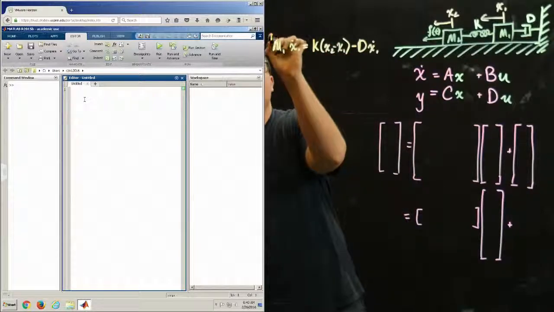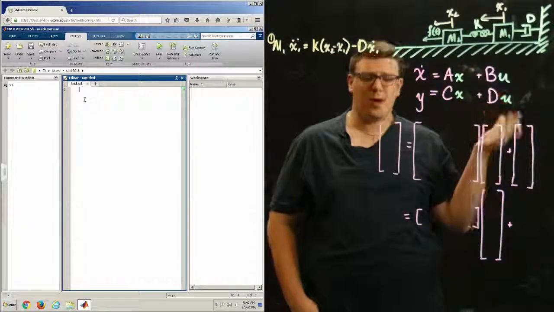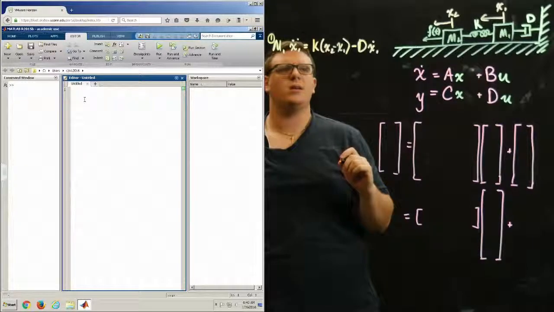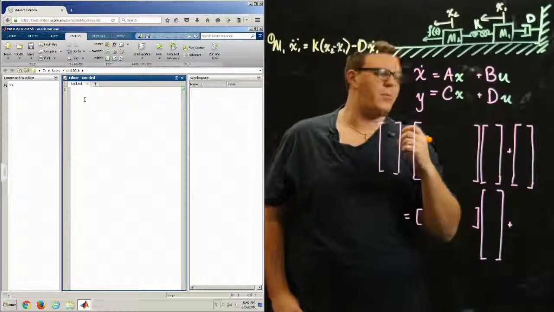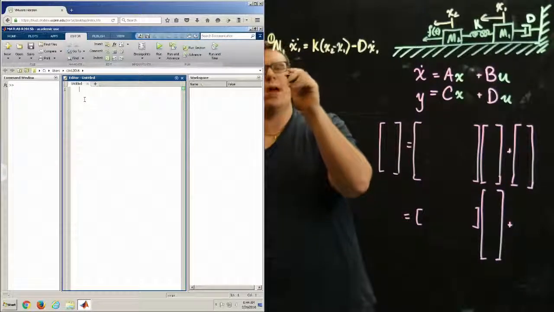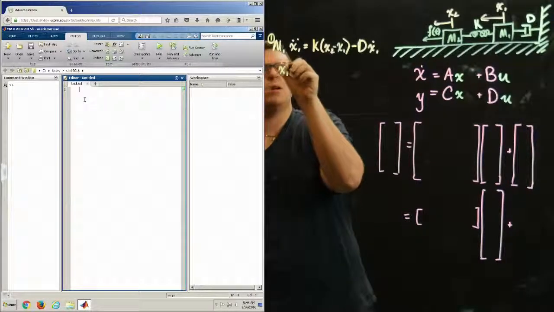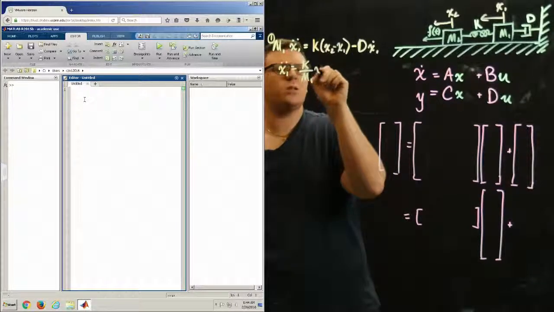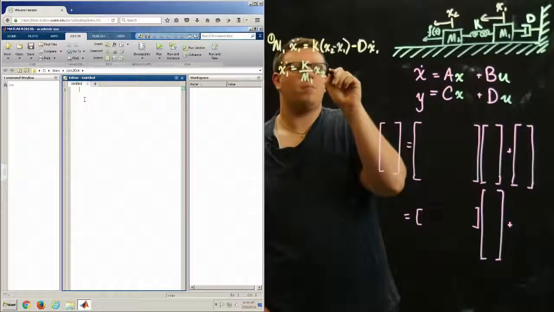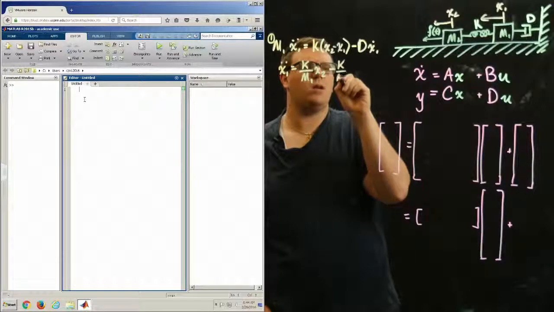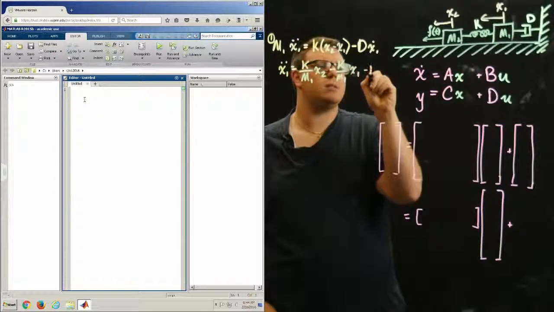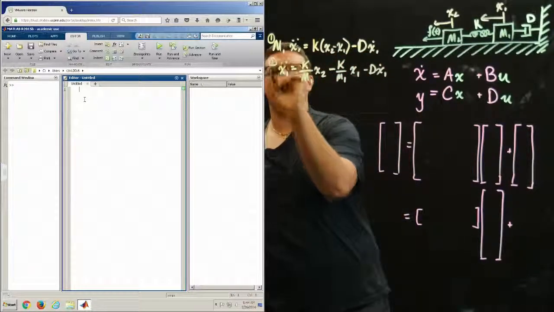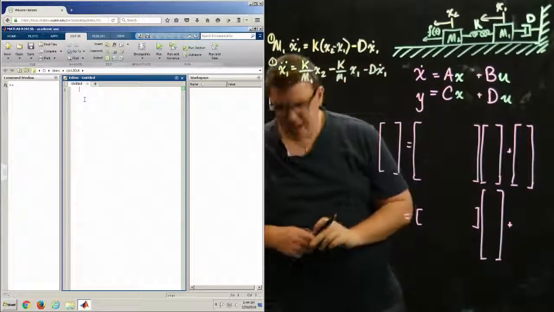So this is our first state equation. We have two blocks here, so we're probably going to have two of these equations. And if we write out this state equation as equaling x1 double dot, we get x1 double dot is equal to k over m1 x2 minus k over m1 x1 minus d x1 dot. And so this is our first equation of motion in the form that we can put into state space.